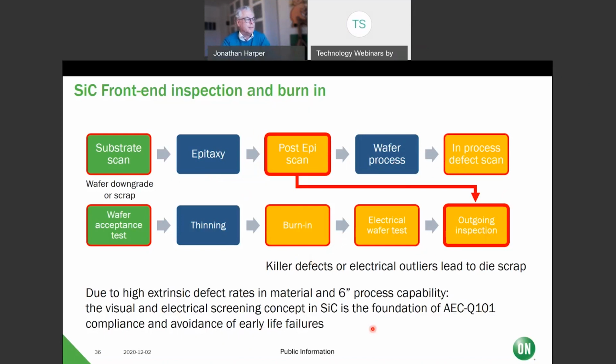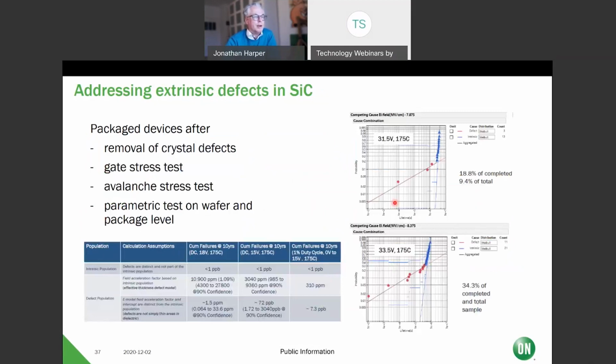And this is why we are one of the first to do AEC-Q101. So this is automotive qualified. We were the first to launch with AEC products, automotive, because of this. So you can't just ignore these defects. You've got to get rid of them.